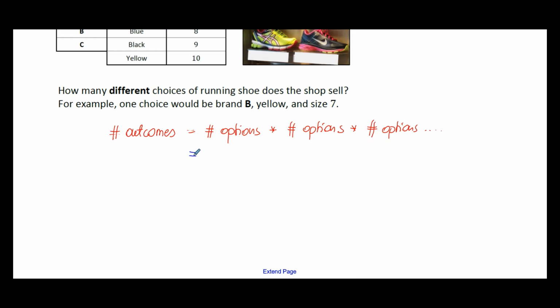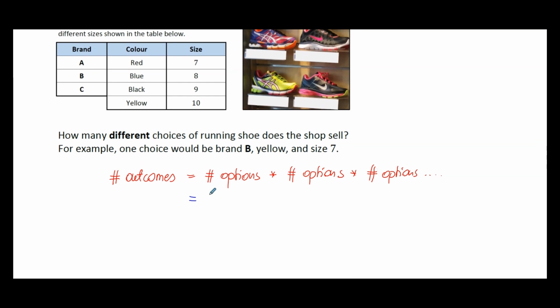So in this case, my number of options, I have 3 options of brand, multiply. Number of options of colors, I have 4 of them, multiply. And then number of options of sizes, we have 4 of them. We put that in the calculator, we multiply, and we get that is 48.